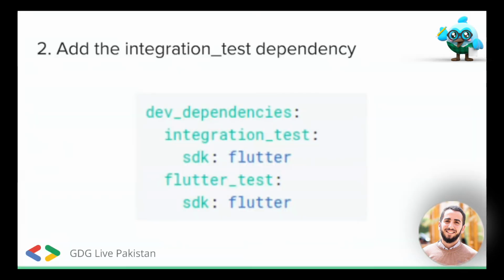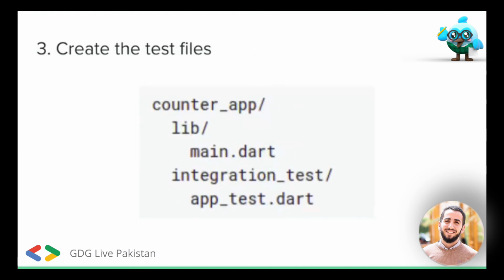The second step, we need to add the integration test dependency. Next, use the integration test and Flutter test packages to write integration tests. Add these dependencies to the dev dependencies section of the app's pubspec.yaml file, specifying the Flutter SDK as the location of the package. After that, we need to create the test files. Create a new directory integration_test with an empty file app_test.dart.